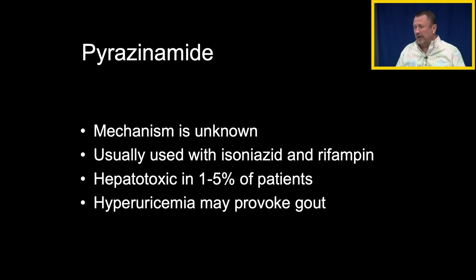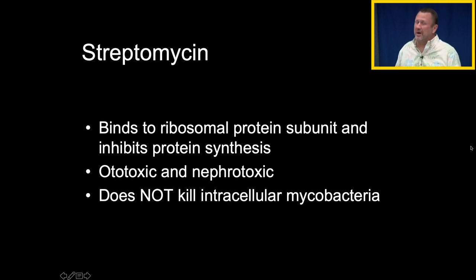Pyrazinamide, at the making of this slide, the precise mechanism was unknown, but what I want you to know is pyrazinamide has increased risk of hepatotoxicity and can cause gout. Streptomycin is an aminoglycoside. That's why it's ototoxic and nephrotoxic. But it will not work on the intracellular mycobacterium.